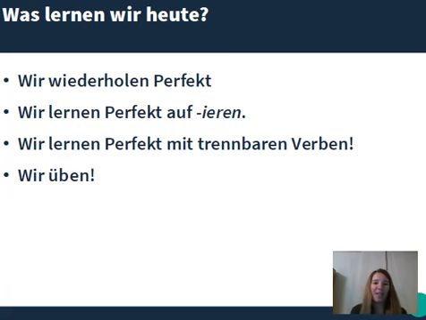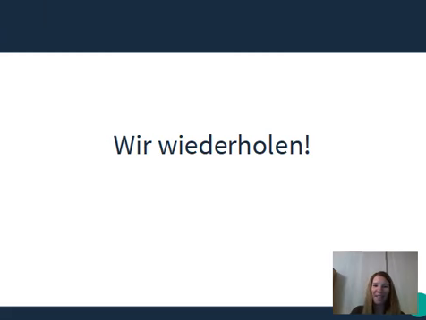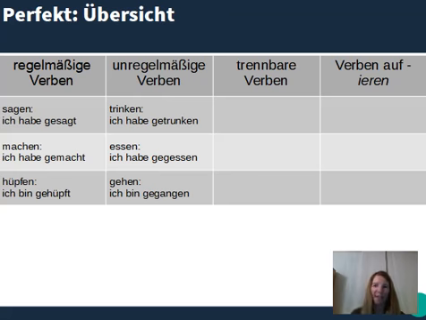Was lernen wir heute? Wir wiederholen Perfekt und wir lernen Perfekt auf ihren und Perfekt mit trennbaren Verben und zum Schluss üben wir. So, es geht los. Wir wiederholen das Perfekt. Es gibt 4 Kategorien für das Perfekt, okay? Wir haben schon gelernt, regelmäßige Verben und unregelmäßige Verben. Zum Beispiel, ich habe gesagt, ich habe gemacht, ich bin gehüpft, ich habe getrunken, ich habe gegessen, ich bin gegangen.